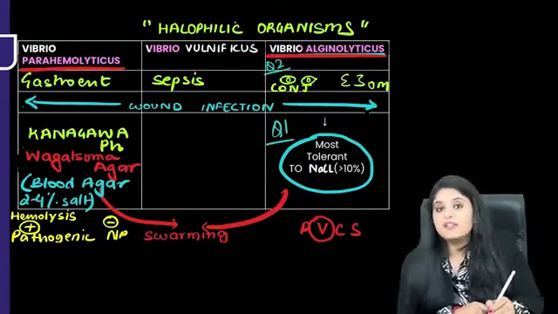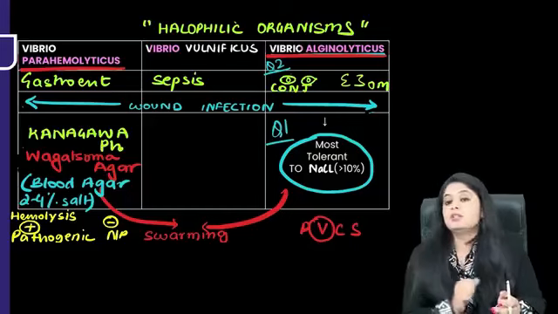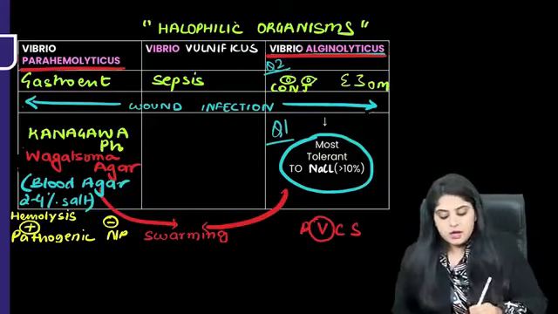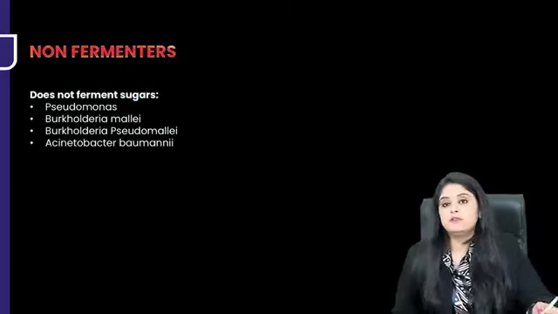Kano और आंखों में से धुआं, very spicy Chinese food. Conjunctivitis, otitis media are a feature of what? Alginolyticus. Super favorite questions. Now we've done with the Vibrio family, so we move on to the next one, and that is the family of the non-fermenters.